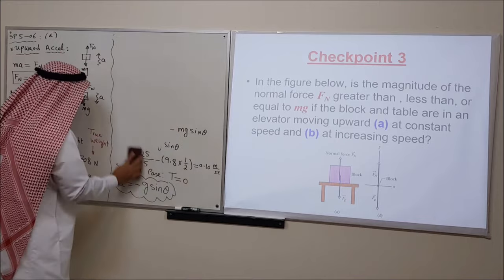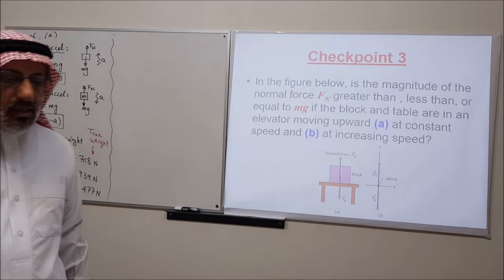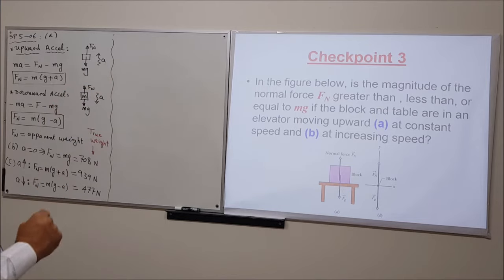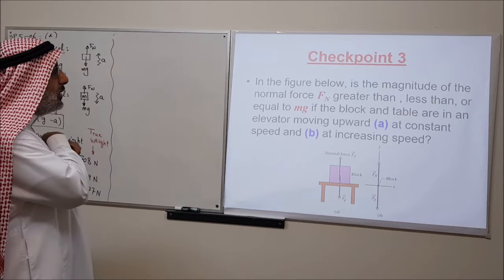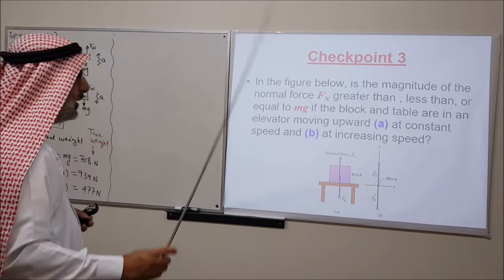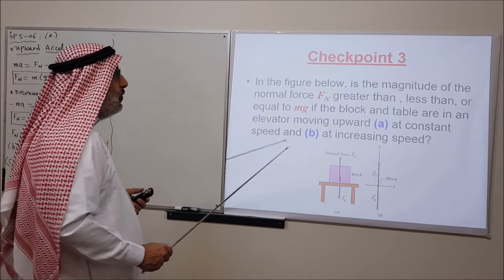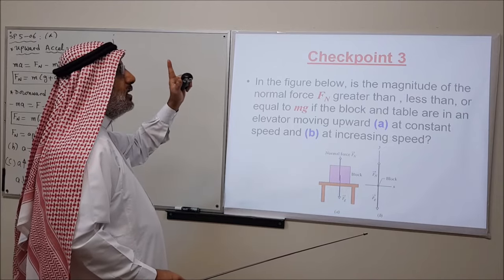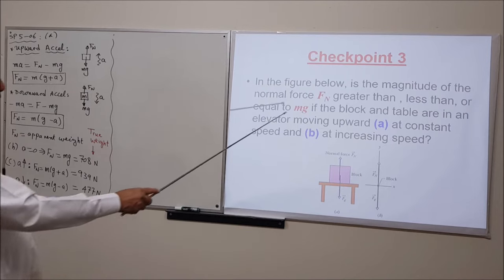So, the problem says, in the figure below, is the magnitude of the normal force greater than, less than, or equal to mg if the block and table are in an elevator moving upward at constant speed? Well, if it is moving at constant speed, the acceleration is zero and the normal force is equal to mg. If it is moving upward with increasing speed, it means the acceleration is upward. If the acceleration is upward, the normal force will increase, and therefore it will be more than mg.